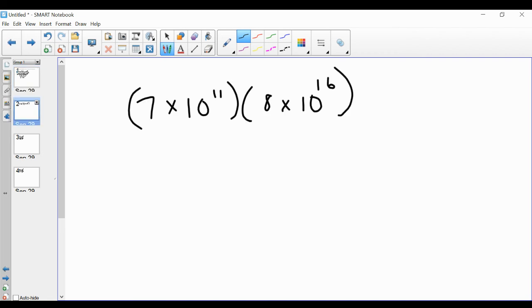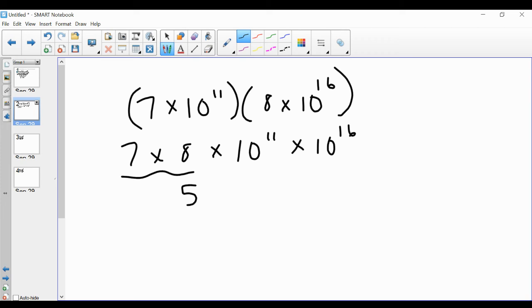So I've got 7 times 10 to the 11th times 8 times 10 to the 16th. Same thing. I am going to change the order because I know the commutative property allows me to do that when it's all multiplication. I'm going to multiply the 7 times the 8 and get 56. Then I'm going to multiply the 10 to the 11th by the 10 to the 16th, using my power rule: keep the base, add the powers, and bring the multiplying sign down.